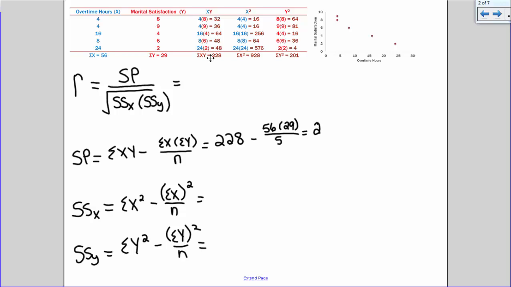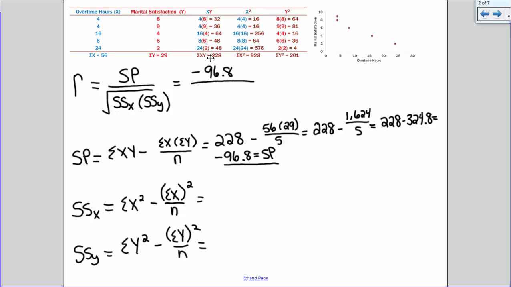So this becomes 228 minus, well, 56 times 29 gives me 1,624. So 1,624 divided by my sample size. So this becomes 228 minus, well, 1,624 divided by 5 is 324.8. And I end up with the sum of products of negative 96.8. Negative 96.8 is my sum of products. I'm going to put a little underline there. Negative 96.8.